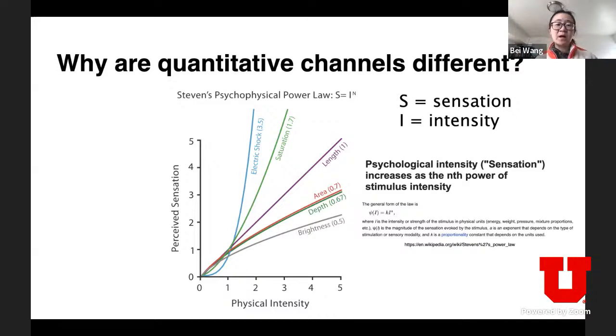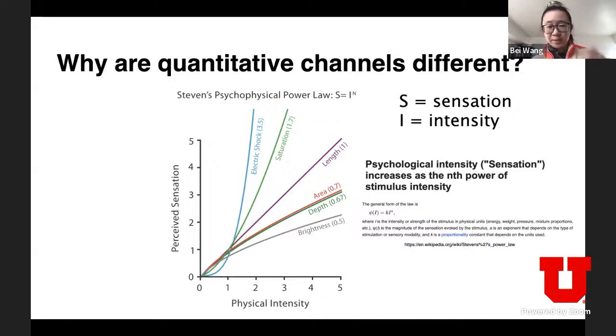If you look at the blue curve, which is called electric shock, it has a value of 3.5. What does this mean? This means that when you accidentally stick your finger into an outlet, it's going to create a very huge sensation, because that sensation, or the psychological intensity, is to the power of 3.5 of the stimulus that you just received.